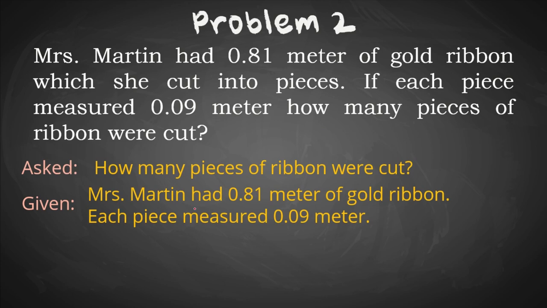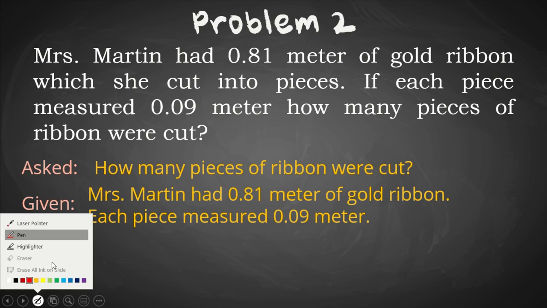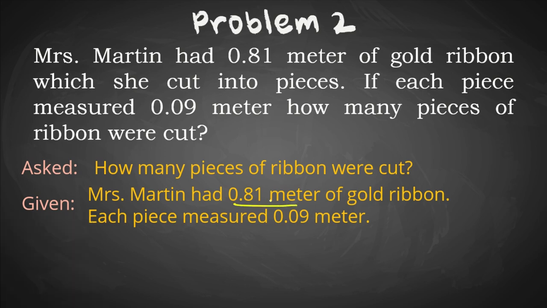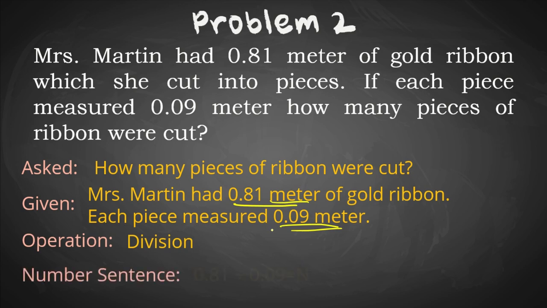Given, we have Mrs. Martin had yung 81 hundredths meter. That's the first given na kailangan natin para ma-solve ang problem. And each piece measured 9 hundredths meter. So the operation to be used is division. And the number sentence will be 81 hundredths divided by 9 hundredths equals n. So let us proceed.